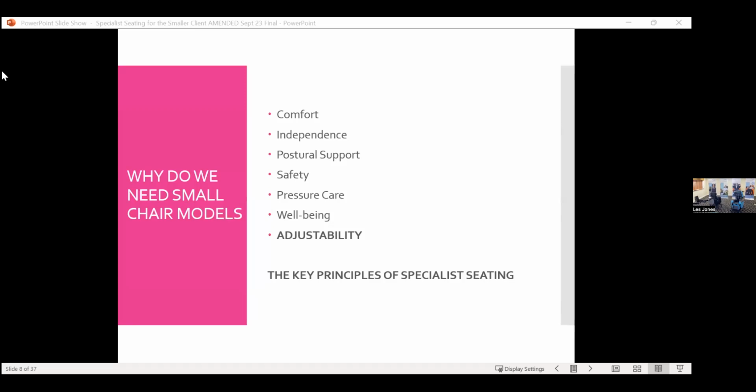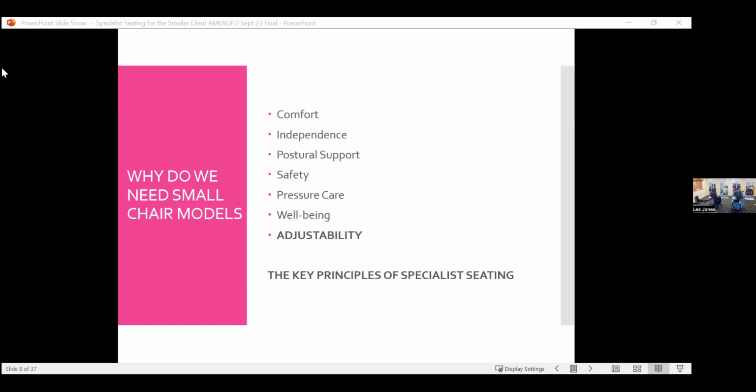The reason for the small models can be summed up when we look at our 6 key principles of specialist seating. We've added one to this list of principles, and that's adjustability. We really think adjustability is key, and we'll elaborate on that as we move through the presentation.